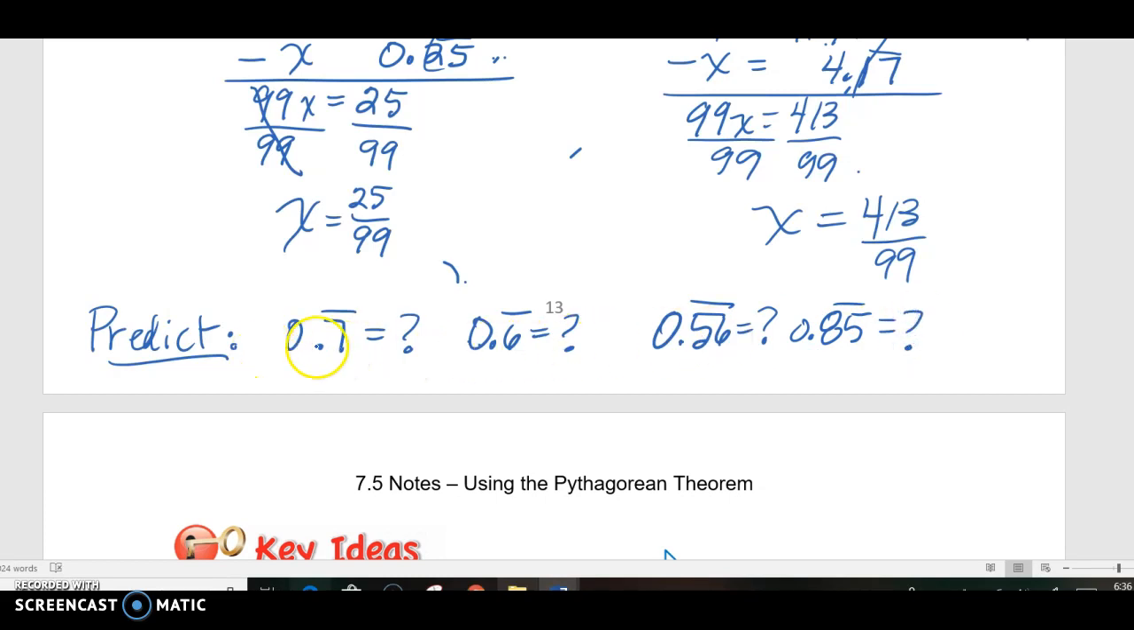Okay, so just take those 4 decimals and see if, based on the work that we did, you can make a prediction about what you think those would be as a fraction without maybe doing all of this work. Can you draw some conclusions and make some predictions? Okay, so finish up with those predictions, and that's all you have to do for tonight.